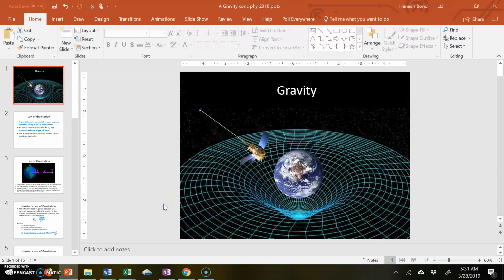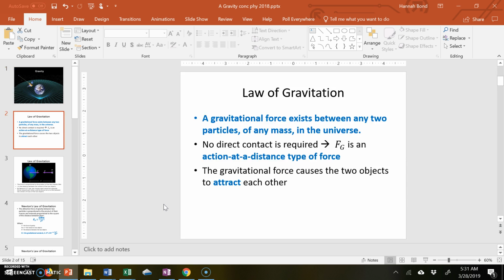In Unit 7, we're going to be talking about the force of gravity and about the orbits of satellites and planets. Any two objects that have mass exert a force of gravity on each other. So a gravitational force exists between any two particles that have mass in the universe. No direct contact is required.